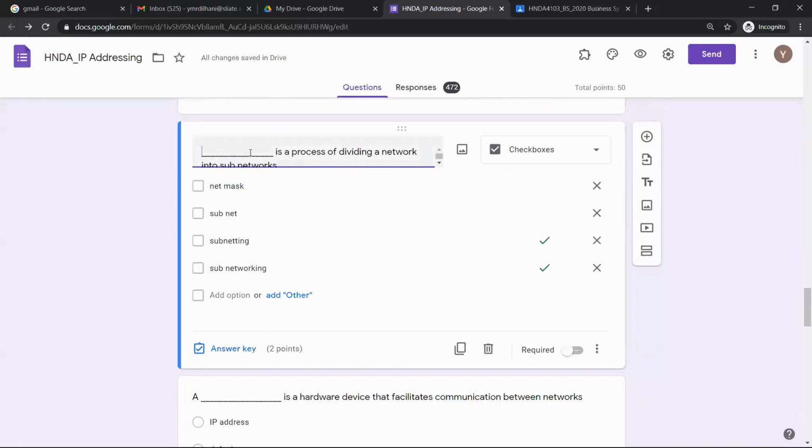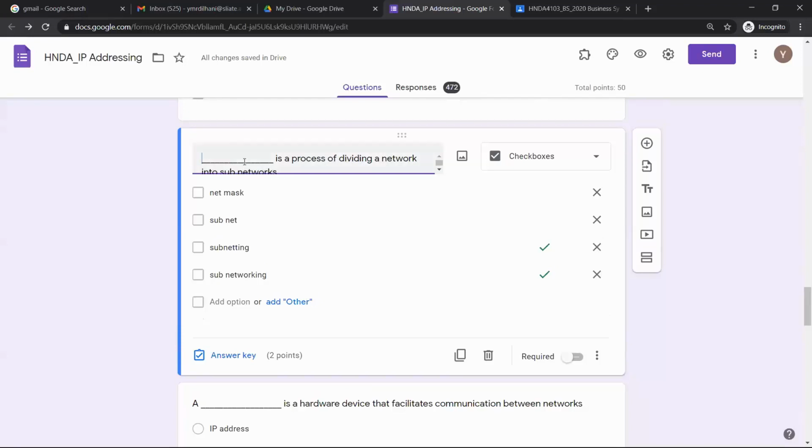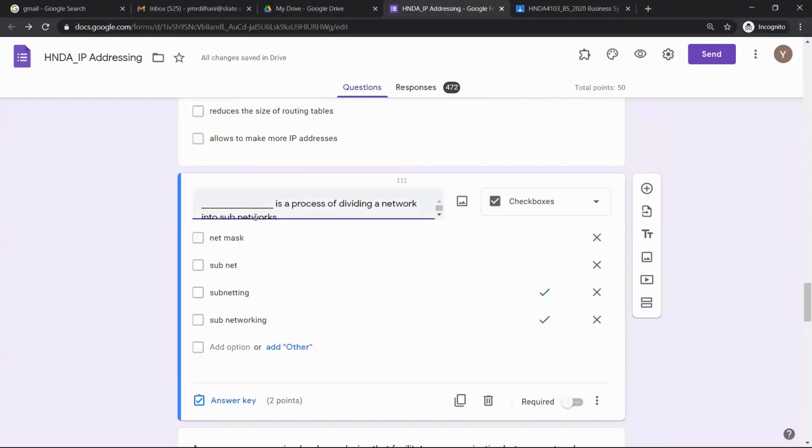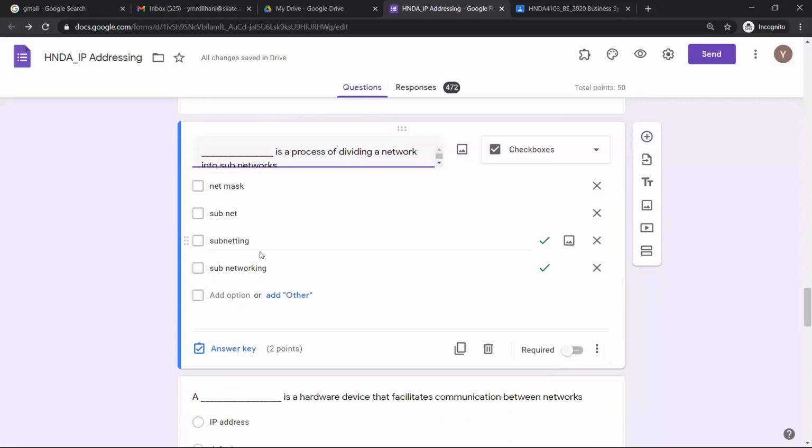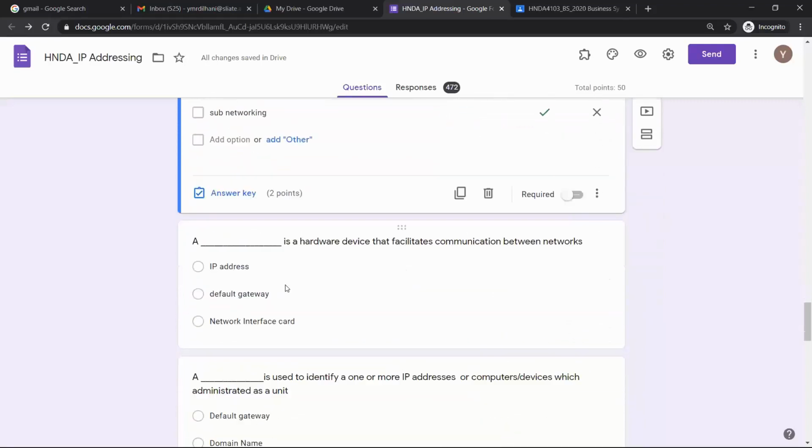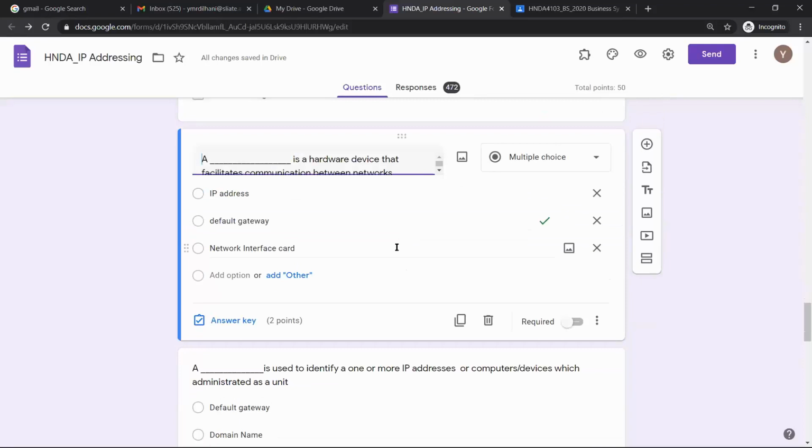We have discussed this one. Blank is a process of dividing a network into subnetworks, right? So if you want to divide one network into small networks, we call that subnetting or subnetworking. Both terms are used, subnetting or subnetworking. So subnetting is a process of dividing a network into subnetworks, or else subnetworking is a process of dividing a network into subnetworks. Right? Those two terms are valid.